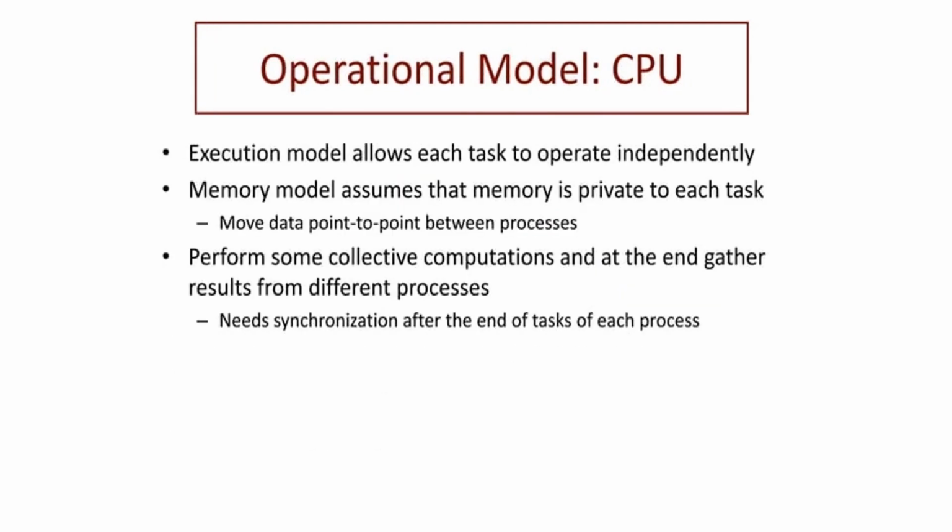Execution model allows each task to operate independently. Memory model assumes that memory is private to each task. Move data point to point between processes. Perform some collective computations and at the end gather results from different processes. Need synchronization after the end of tasks of each process.